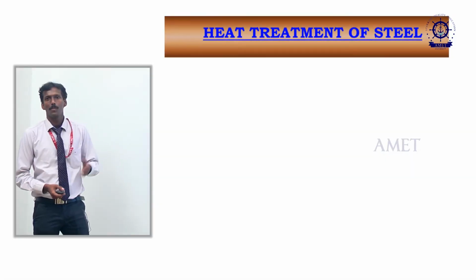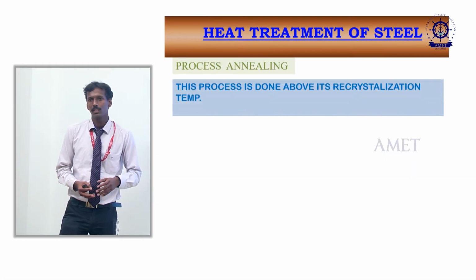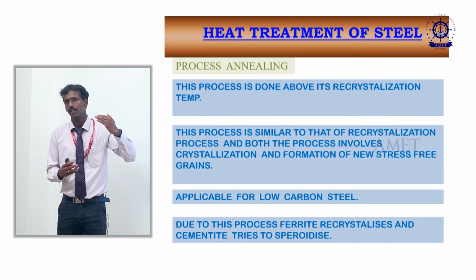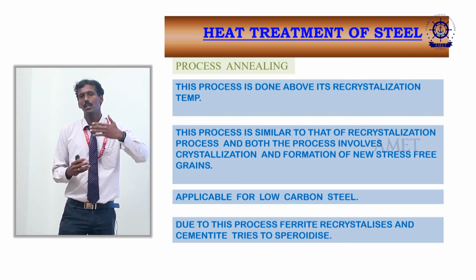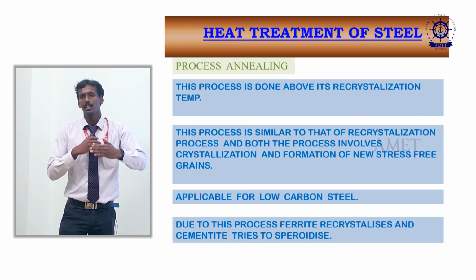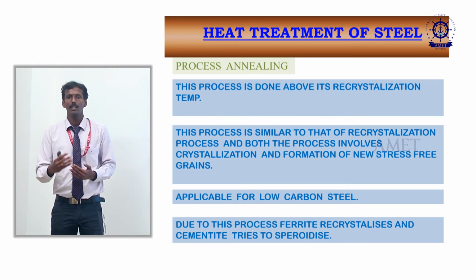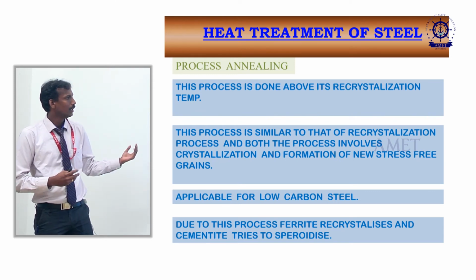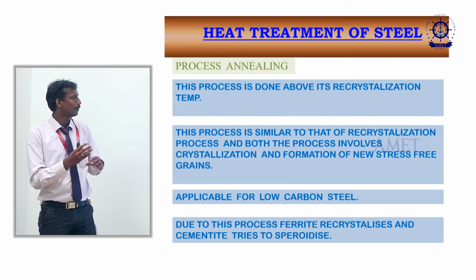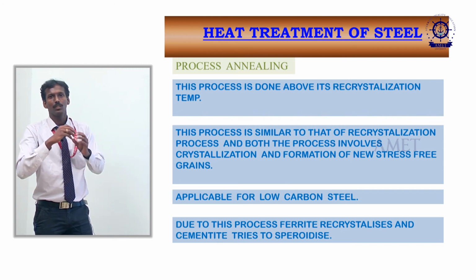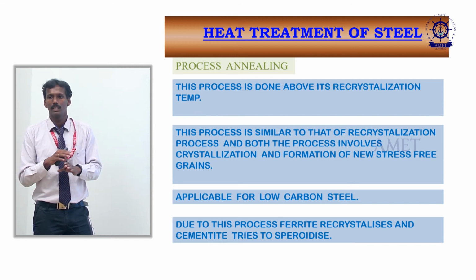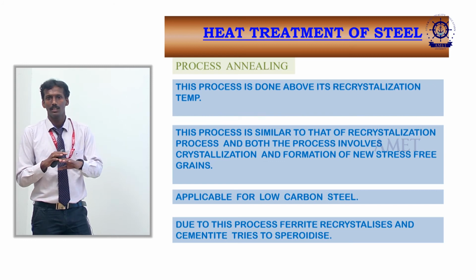Next we talk about process annealing. In process annealing, we take it above the recrystallization temperature. First, stress relief annealing is below the critical temperature, then we move on to 625 degrees Celsius. Now move on to process annealing. Here we heat above the recrystallization temperature, so that all the phases recrystallize and the material becomes uniform. Then you can cool down in air to settle all the cementite and ferrite into a stable state. So this is process annealing.